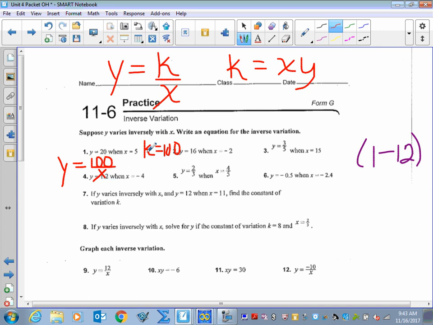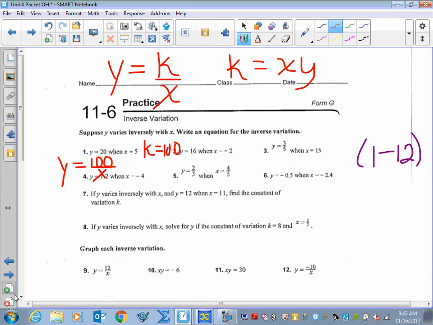Once you have your k, you take your k divided by x, and set it equal to y. Some of these might have fractions. It's okay, just simply multiply on your calculator. 15 times 3/5, your calculator can do that for you. I'm not going to work all of those, that's part of your classwork.